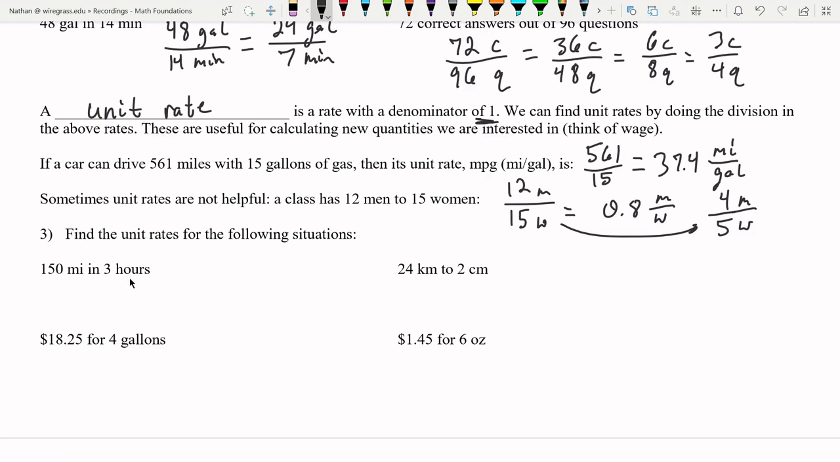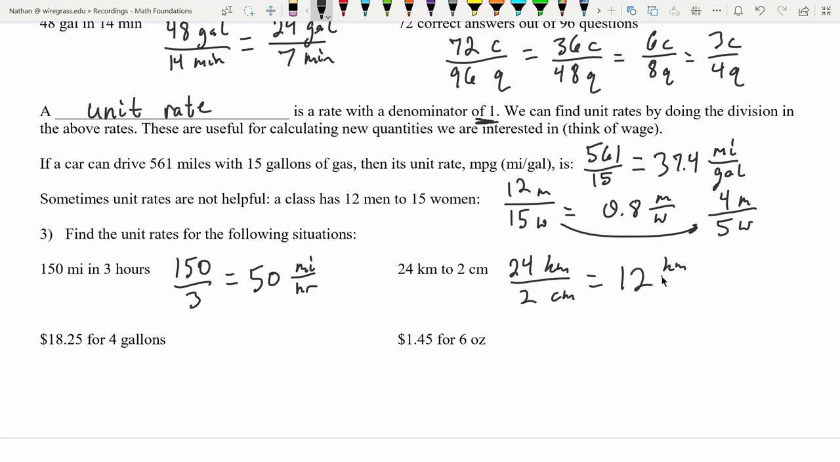So 150 miles in 3 hours. 150 divided by 3 equals 50 miles per hour. This, of course, is a speed. 24 kilometers to 2 centimeters equals 12 kilometers per centimeter. This could be, for instance, a scaling measurement for a map.